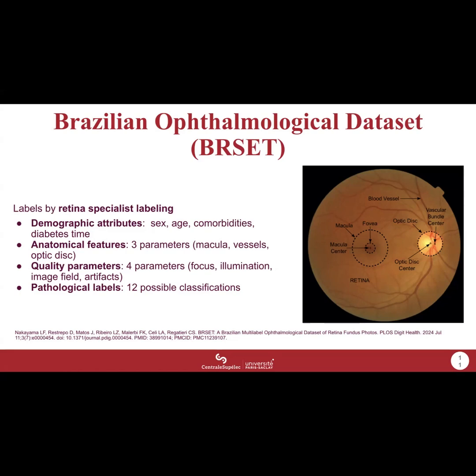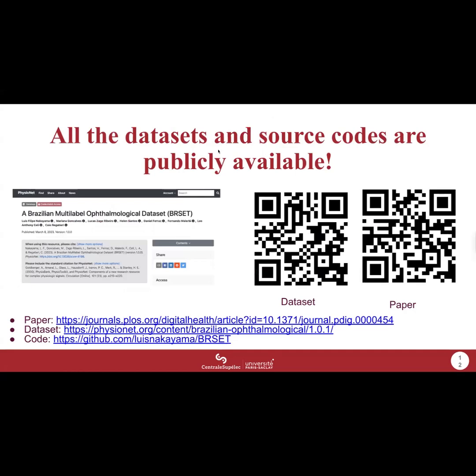And we also have 12 possible pathological labels. I'm not showing those right here because it would be a huge list, but you can check those in the paper. And of course, as I mentioned, we try to make sure that everything is publicly available. So the data set is available on Physionet. You just go to Physionet, register. The name is BRSET.